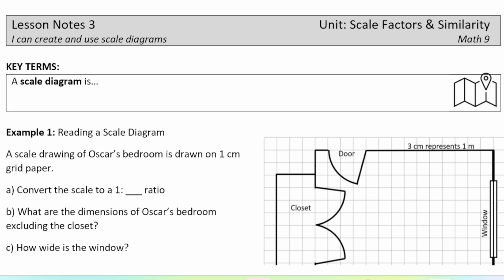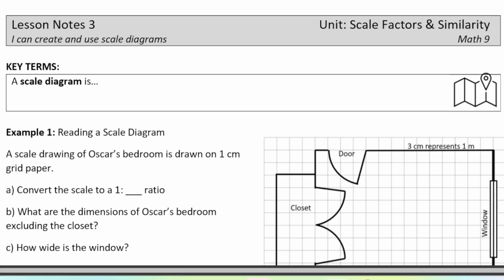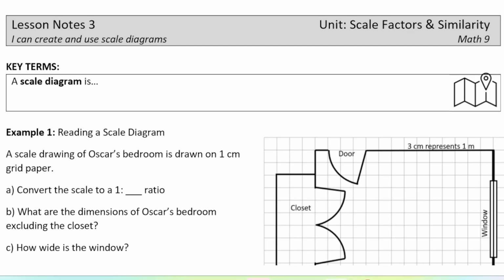Alright, this is lesson 3 in the scale factors and similarity unit for Math 9. We're looking at scale diagrams today. We're going to be analyzing them and learning how to understand them. Really important life skill because you'll see these in your everyday life, especially in maps and also in building drawings for buildings and houses and things like that.